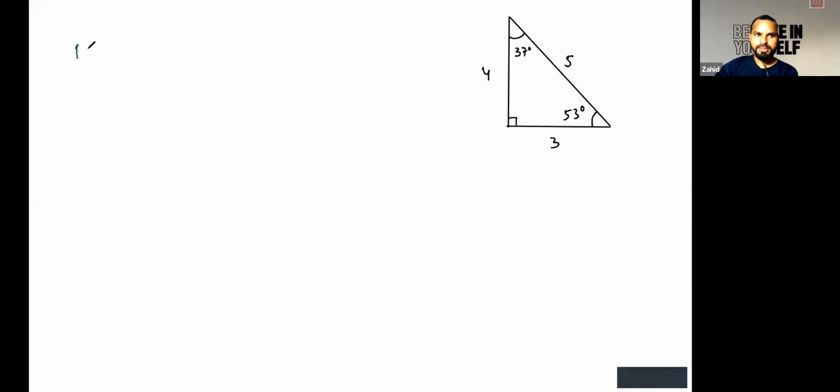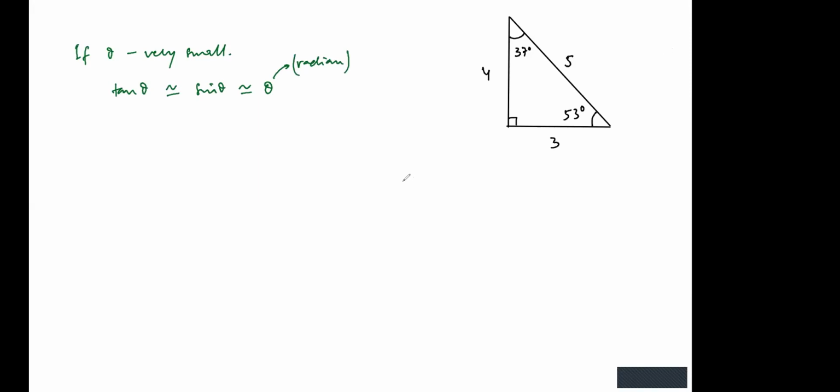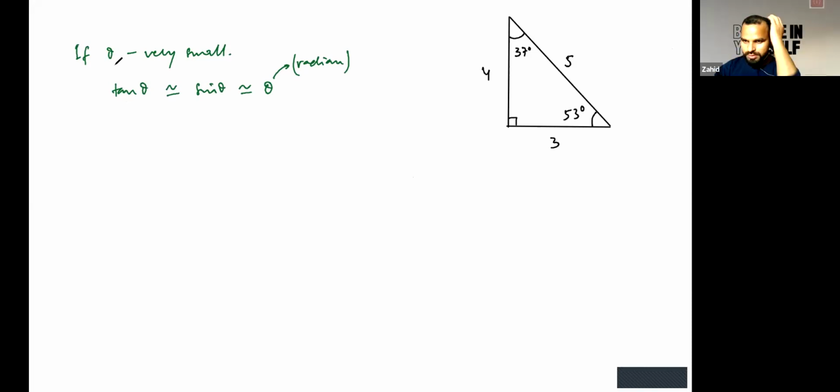Now the next point is if theta is very small, or you can say it is less than 10 degrees, then tan theta equals sine theta equals theta only, where theta is measured in radians. Is it clear? Yes, sir. I don't understand. If you have theta which is very small, less than 10 degrees, then tan theta equals sine theta, which in turn equals theta only. But theta will be measured in radians.